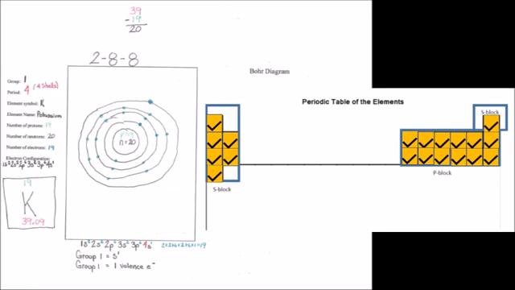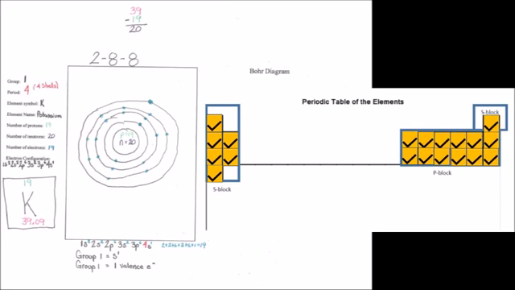If we take a look at our atomic mass, we have 39.09. If we subtract 19 from 39, that gives me 20 neutrons. If I have 19 protons, I have to have 19 electrons. So we have 19 electrons.